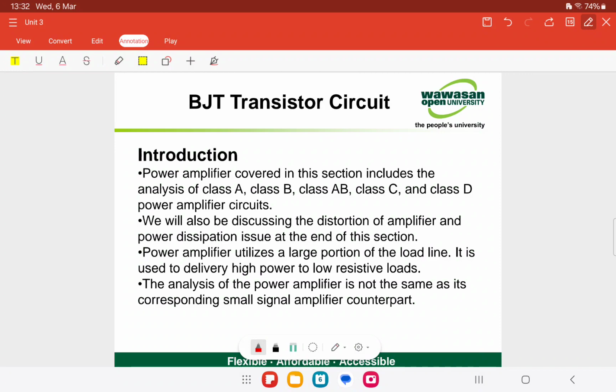Next we go for the power amplifier. The coverage for this unit 3 includes the analysis of class A, class B, class AB, and class C power amplifier circuits. The analysis of a power amplifier is not the same as its corresponding small signal amplifier counterpart. A power amplifier is basically a large signal amplifier, which is different from the small signal amplifier as earlier.